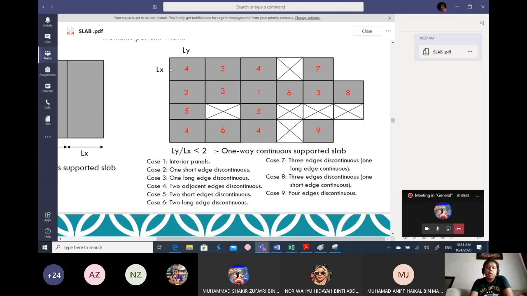Two short edge discontinuous adalah case nombor 5. Ini two short edge discontinuous. Case nombor 6 adalah two long edge discontinuous. Short edge dia adalah continuous.